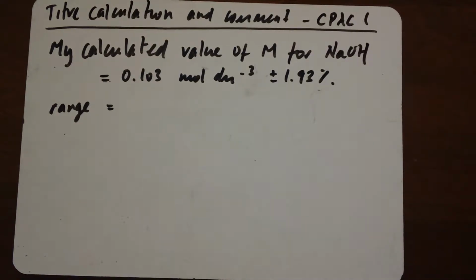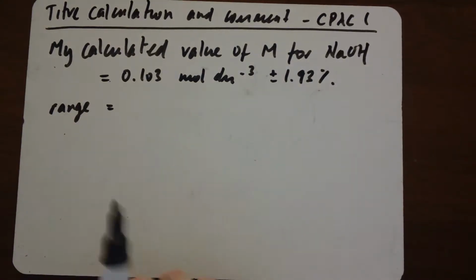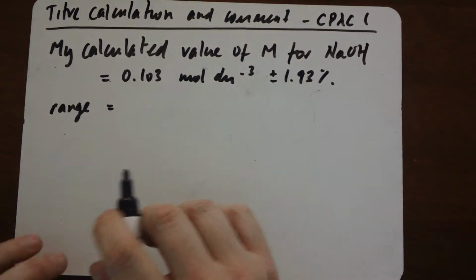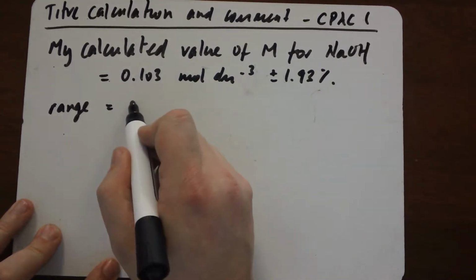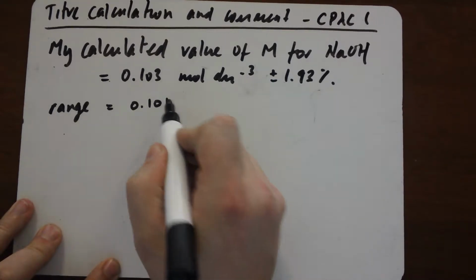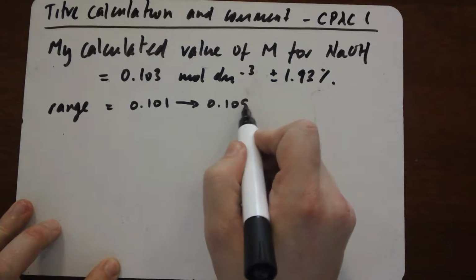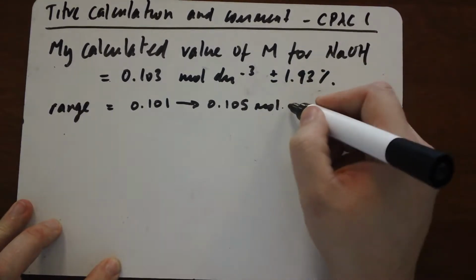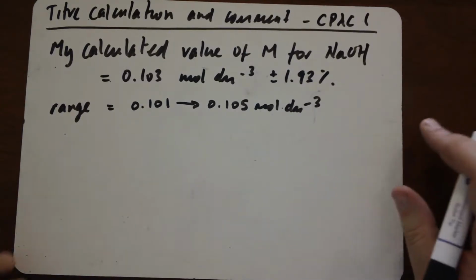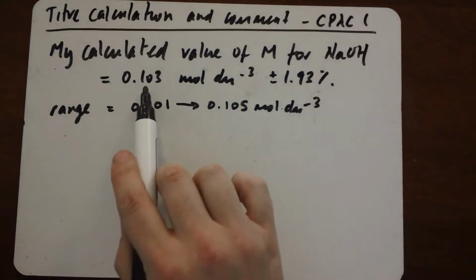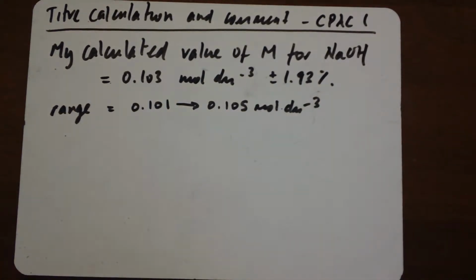Now that means that the true value that I got, 0.103, would actually lie in a range of plus or minus 1.93%. So that range would be 0.101 to 0.105. So my value, based on the equipment and the associated percentage uncertainties used, does actually lie within this range.